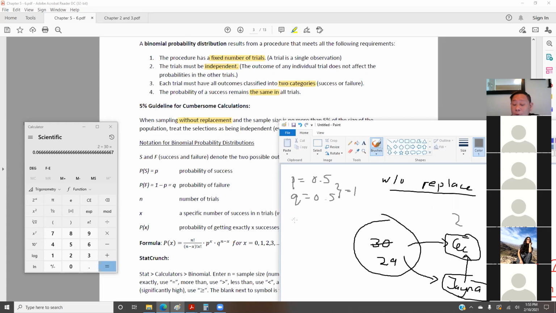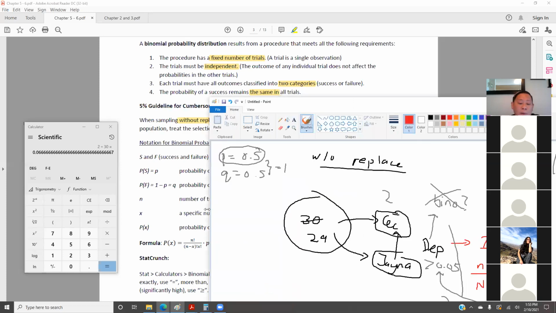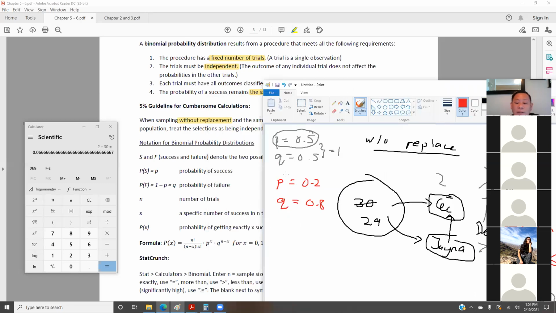Okay. Usually the questions in your homework and test only give you the P, they don't give you the Q. For example, if I give you the probability is 0.2, 20%, can someone tell me what is the probability of failure in this case? 0.8. Yes, because they add up to 1, or 80%. So this is what we call P, probability of success, and Q, probability of failure.